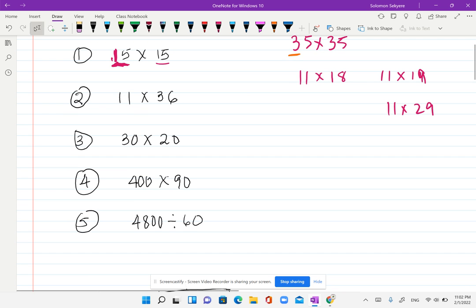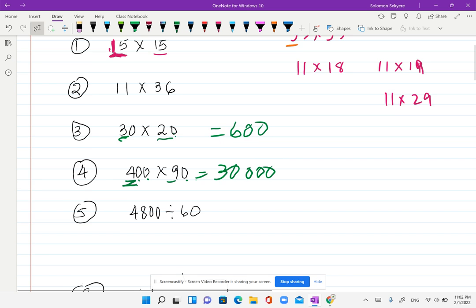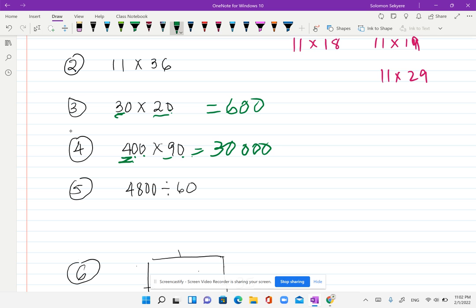All right, how do you multiply 30 by 20? I'm not worried about the zeros. I see 3 times 2 is 6, and then I have 2 zeros, 1, 2. 600. What is 400 times 90? I'm going to do 4 times 9, which is 36, and I count 3 zeros, 1, 2, 3. 36,000.